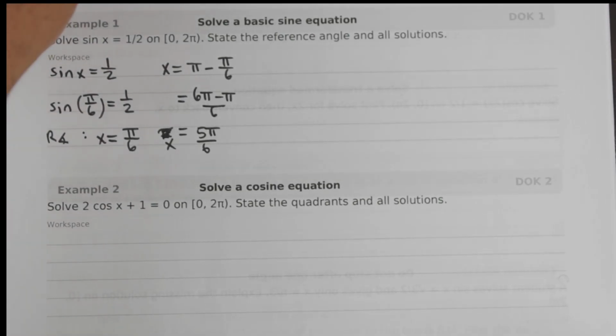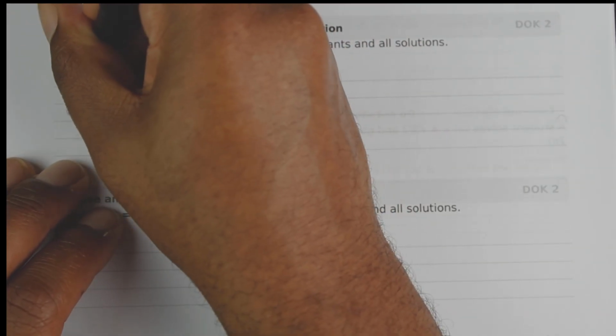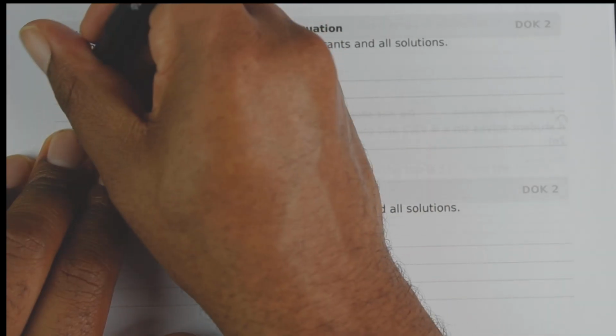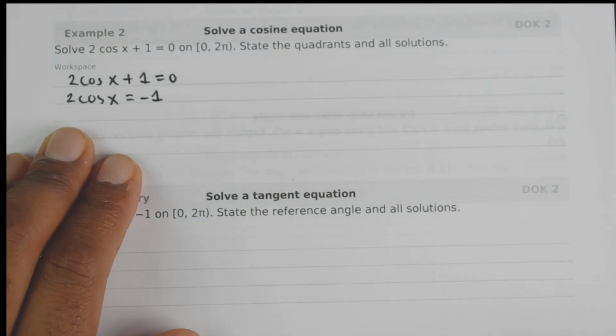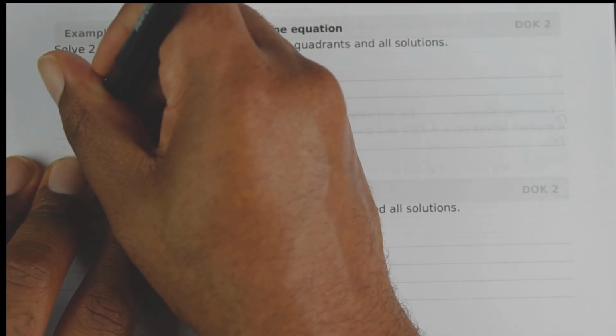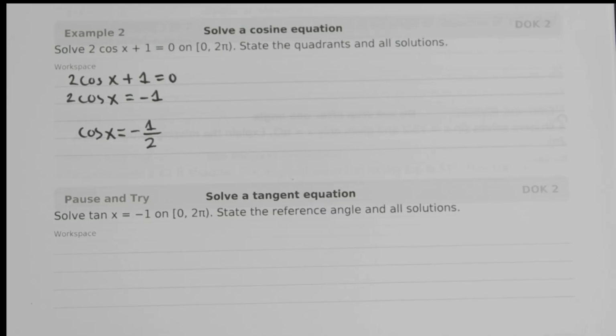All right. Example number 2. Solve 2 cosine x plus 1 equals 0 on the interval given. State the quadrants and all solutions. So first of all, we need to isolate cosine. So we have 2 cosine x plus 1 equals 0. 2 cosine x equals -1. That's me moving the 1 to the other side, subtracting the 1 on both sides. And then I'm going to divide by 2 on both sides. So that's going to give me cosine x equals -1/2.